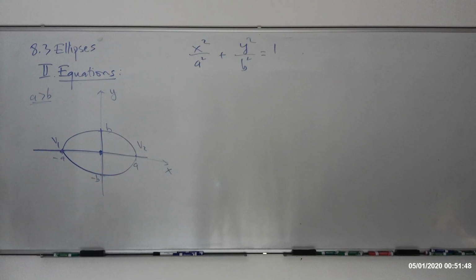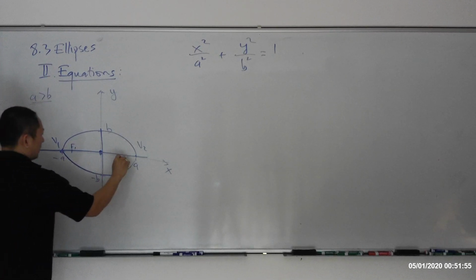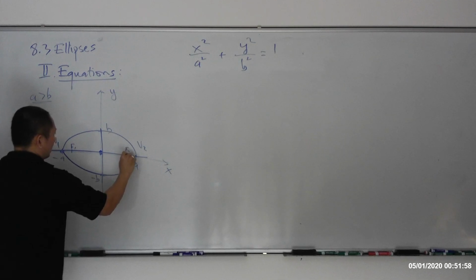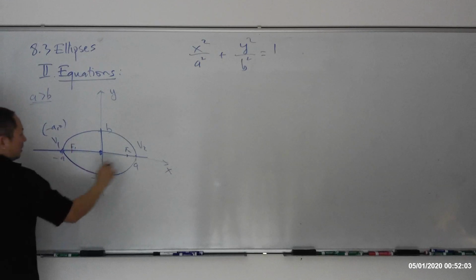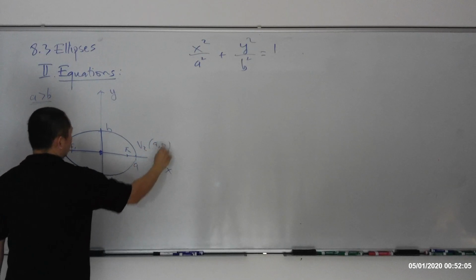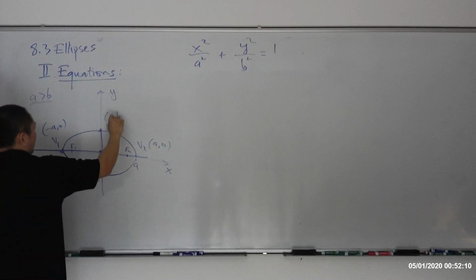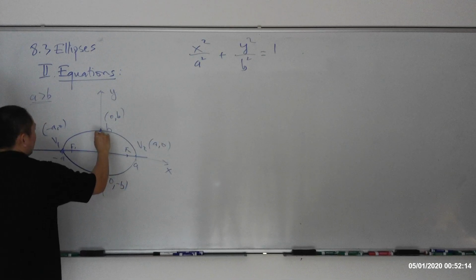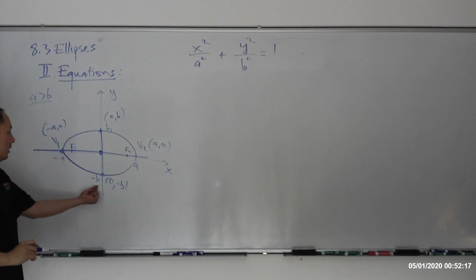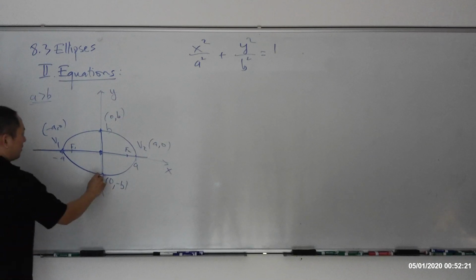The two foci, F1 and F2, will always stay on the major axis. So F1 is somewhere in here, F2 somewhere in here. At this point V1 is at negative A comma 0. The point V2 is at A comma 0. This minor vertex up here is 0 comma B, and the point down here is 0 comma negative B. Some books denote these by lowercase v1 and lowercase v2, but I didn't see it in our book, so I'll just give you the point without a name.